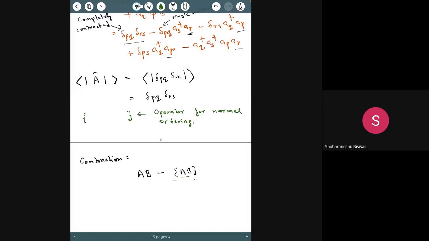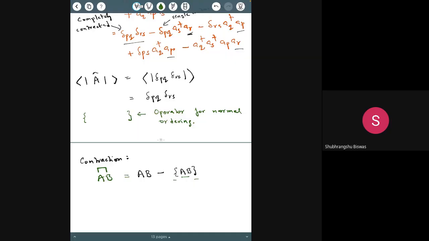So it's like a mathematical operation, the brackets. And the contraction is defined. So it is written like this, where you put sort of a connection line between the operators which are contracted. So a contraction between two operators A and B is defined as the difference between the original string and the normal ordered string.